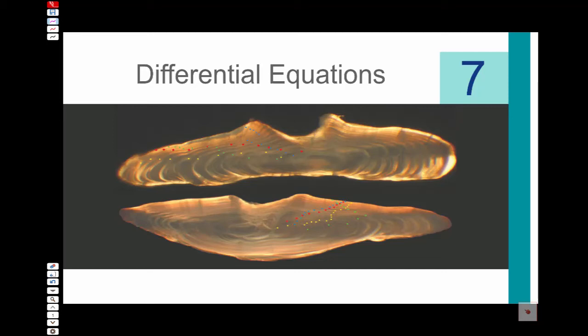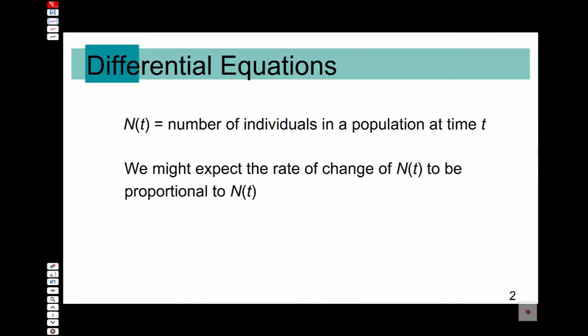In this chapter, we study differential equations. In many natural phenomena, quantities grow or decay at a rate that's proportional to their size. For example, if n of t is the number of individuals in a population at time t, then we might expect the rate of change of n to be proportional to n. In other words, we might expect the derivative of n with respect to time to be proportional to n, where this constant r here is the constant of proportionality.